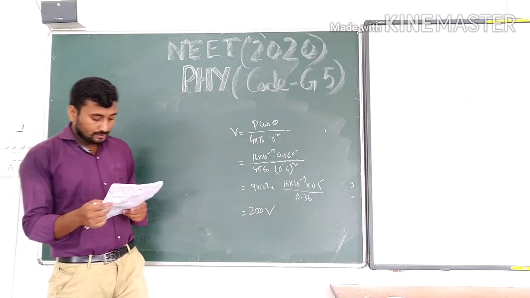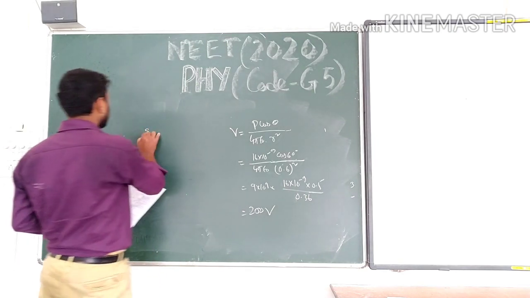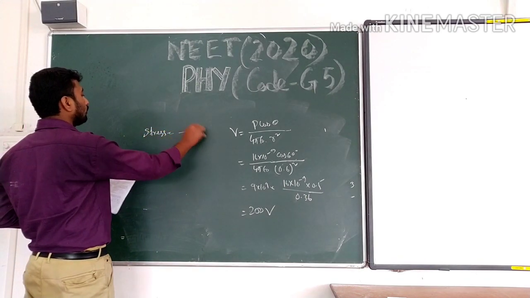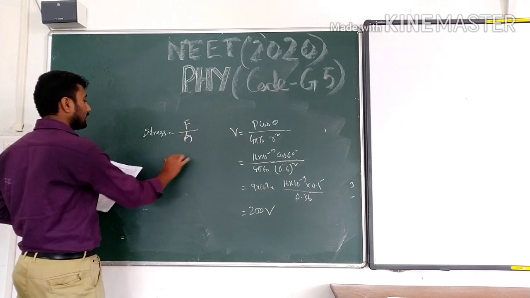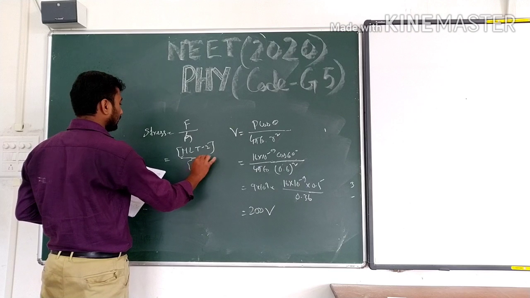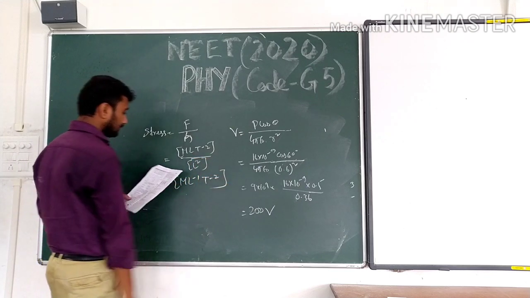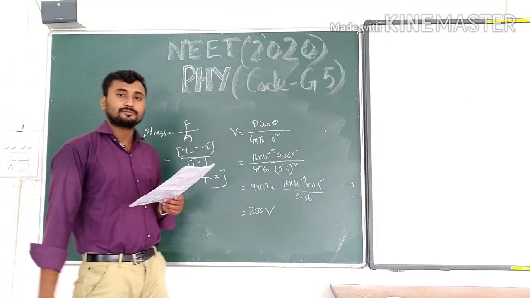Next, question number 159. Dimension of stress. The stress is equal to force per unit area. Dimension of force is M L T to the power minus 2, area is L square. So it will be M L inverse T to the power minus 2. Option 3 is correct.